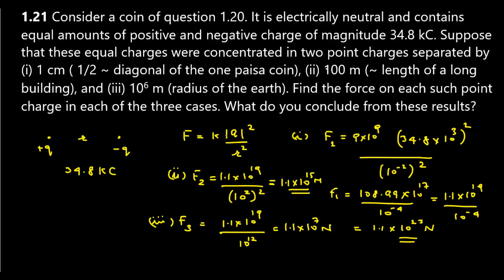So basically what we can conclude from this result is that the force between these two charges is very large, still large, so it is almost impossible to destroy the neutrality of the atom here in our consideration.